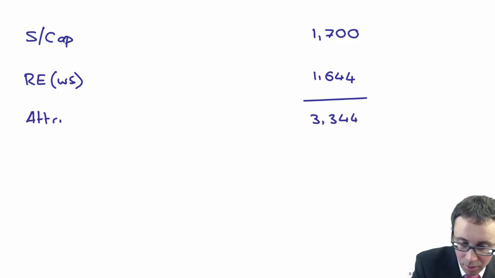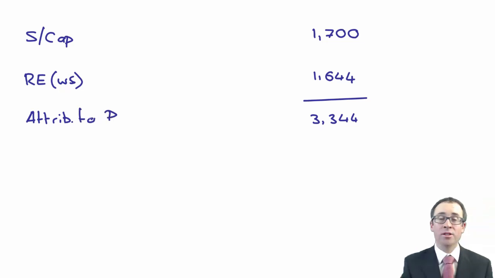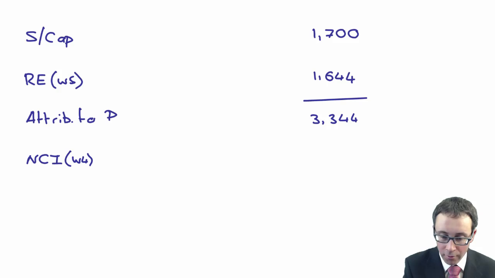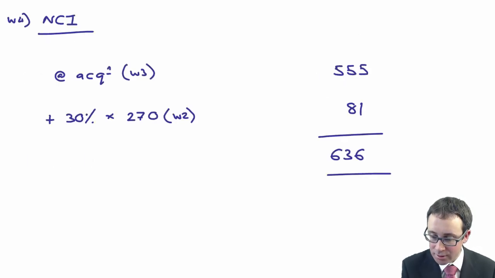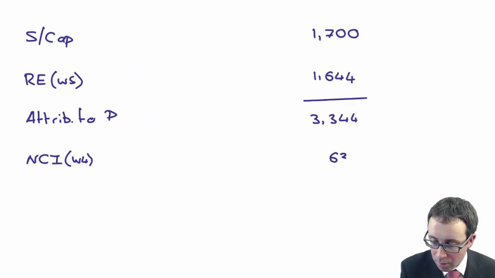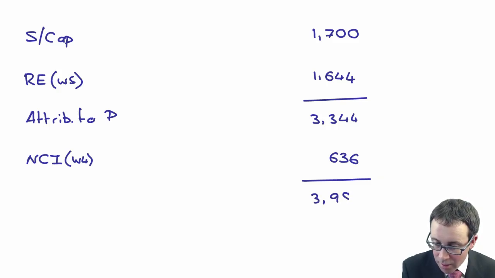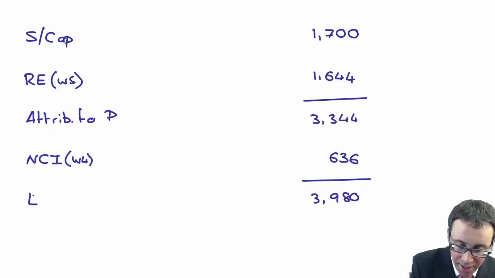which is essentially the amount that is attributable to P. That's what the parent owns, isn't it? Its share capital, its retained earnings, and then any share of the post-acquisition movements in the sub and the associates. The non-controlling interest was in working 4, so that's 636. Does that give me 3,980? That essentially now is the group equity.